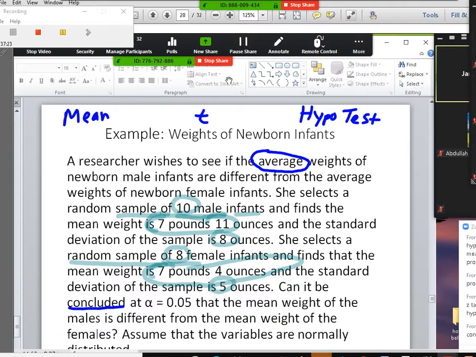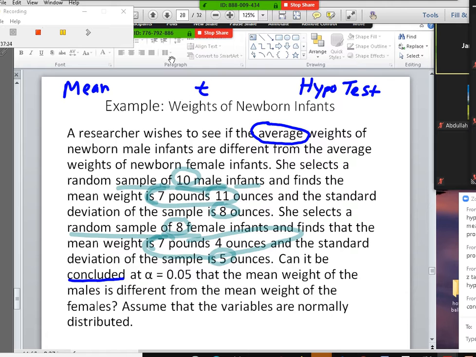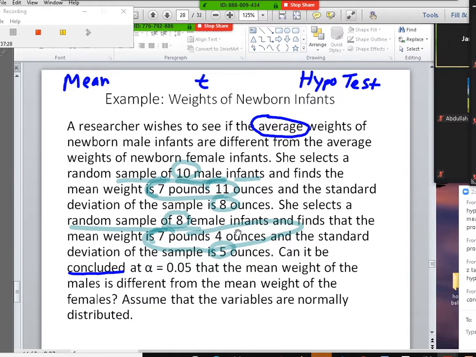All right. So again, yep, it's a mean average, which means it's the t-distribution. It's a hypothesis test because there's no word confidence interval or estimate in here anywhere. And then also it says concluded. How many samples is it?